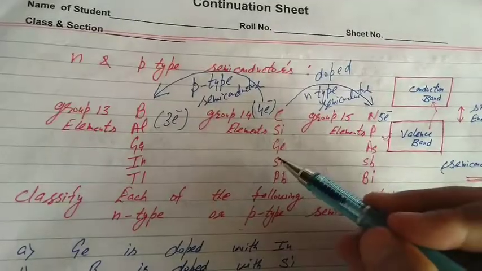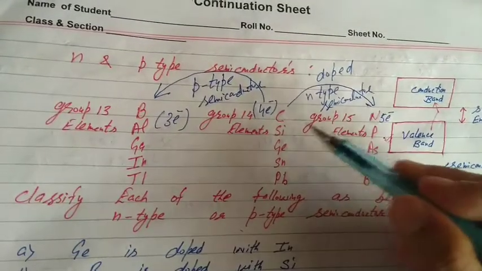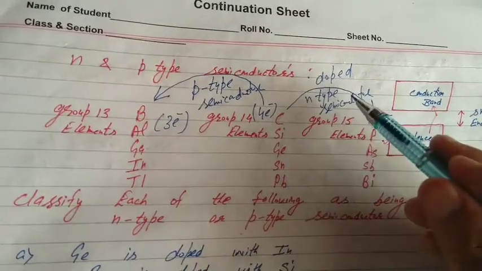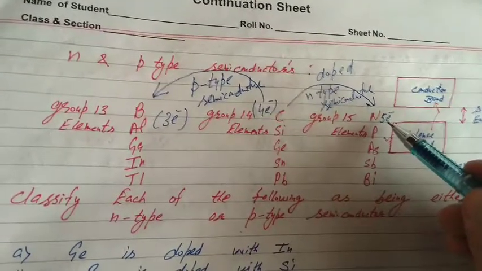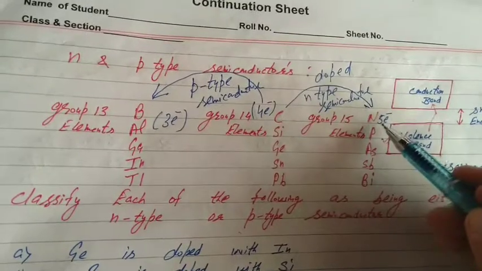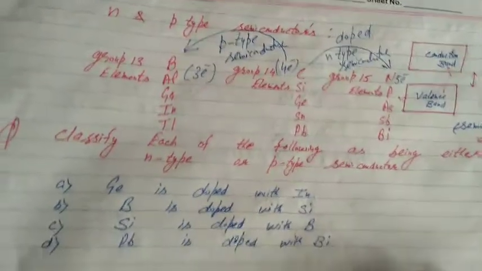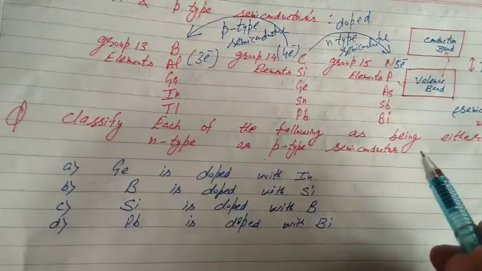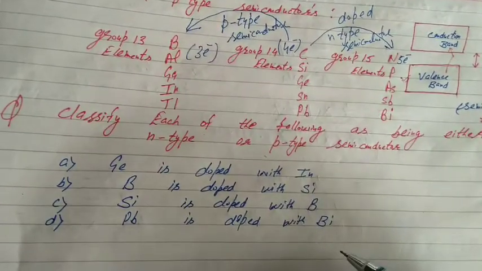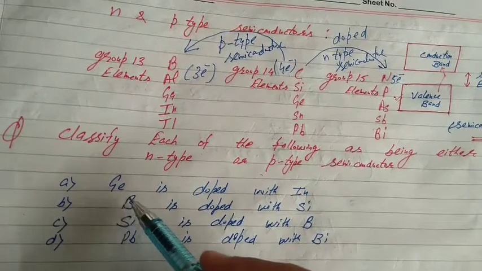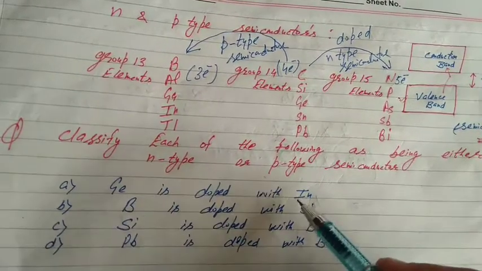N-type: group 14 elements are doped with group 15 elements. They have 4 valence electrons. They are doped with group 15 which have 5 valence electrons. They become electron rich. Electron rich means acquire negative charge. So N-type semiconductors. Now these are some questions, students. Classify each as N or P-type semiconductors. Germanium is doped with indium.